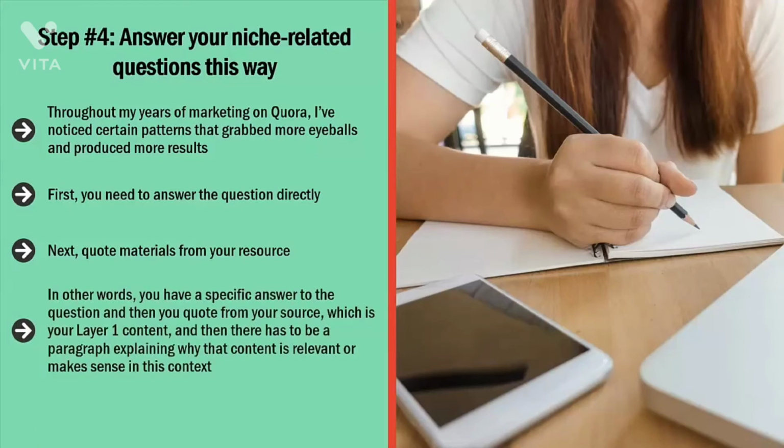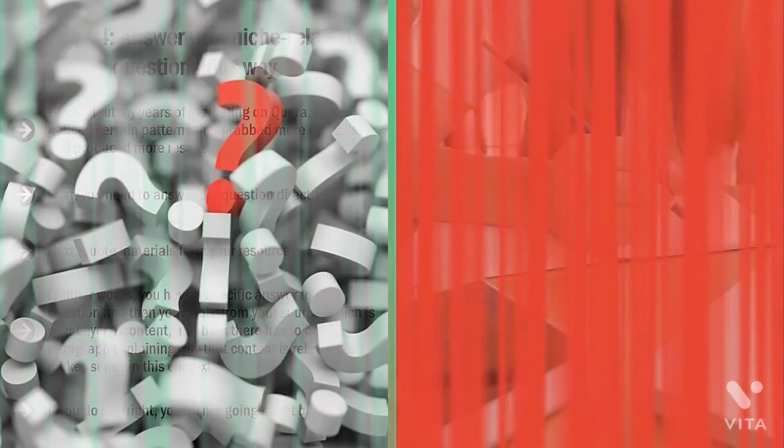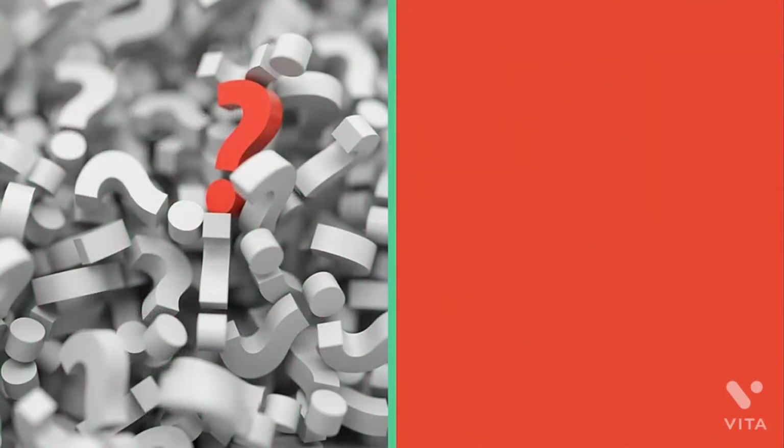In other words, you have a specific answer to the question and then you quote from your source, which is your layer 1 content, and then there has to be a paragraph explaining why that content is relevant or makes sense in this context. After you've done that, you include a link to your layer 1 or layer 2 content and claim that this is your source. If you do this right, you're not going to get banned. Also, if you do this right, people who read your answer are more likely to click through.